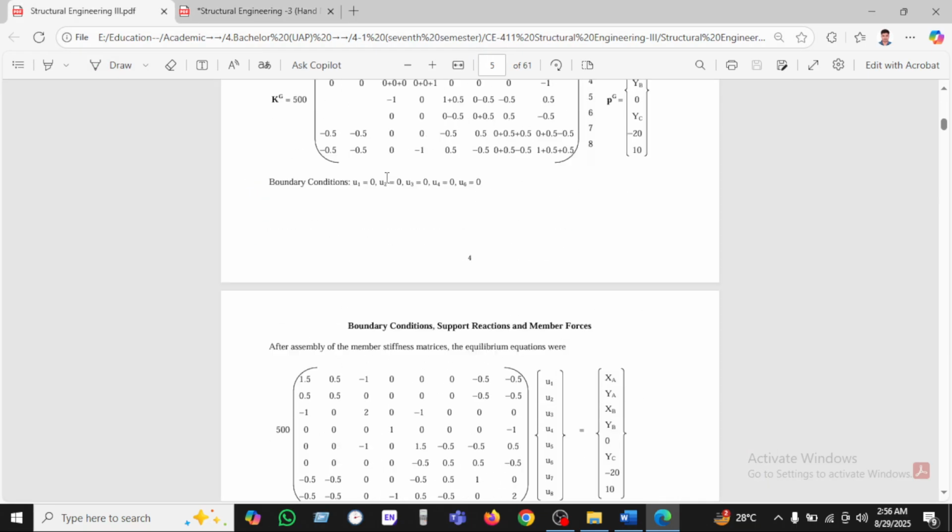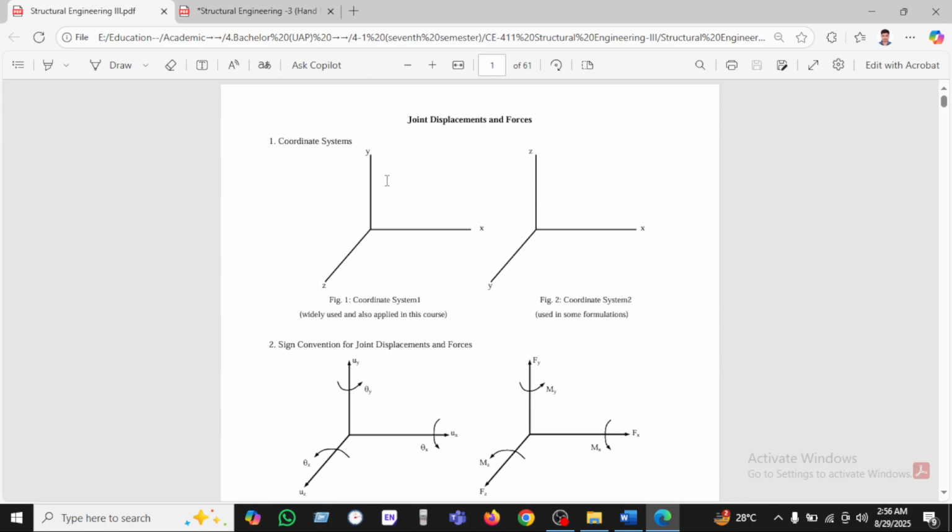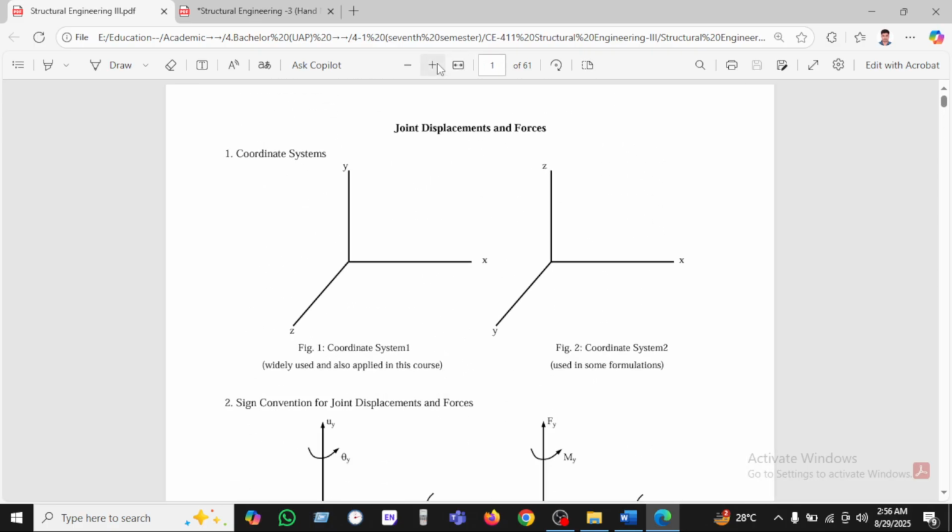This is taken from Professor Dr. Anand Sir, University of Asia Pacific, Dhaka, Bangladesh. So you can see here.